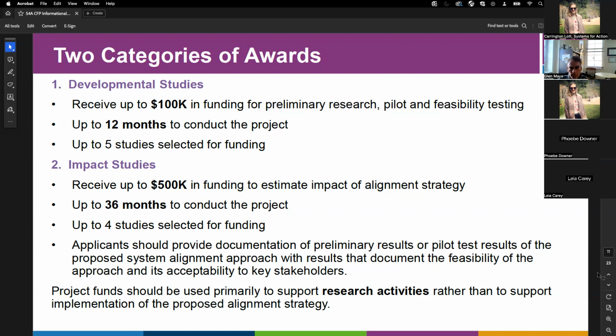And then the final point here down at the bottom of the slide, also very important. This is a research program, and so the foundation expects that the project funds will primarily be used by grantees to support research activities of the proposal rather than to support implementation activities of the proposed system alignment strategy. And so that's another important consideration to keep in mind as you're thinking about both of these award categories under the CFP.